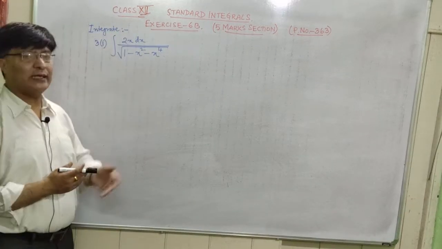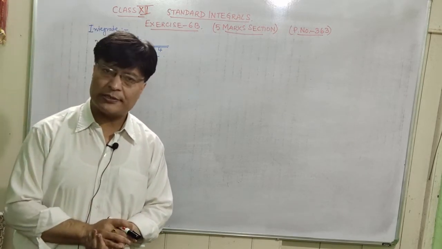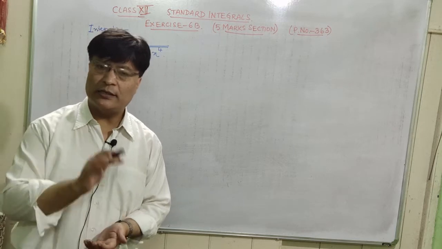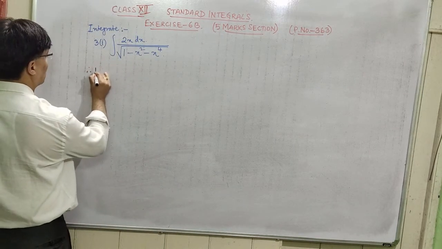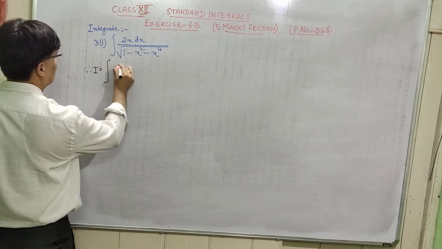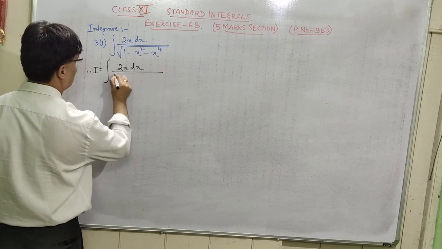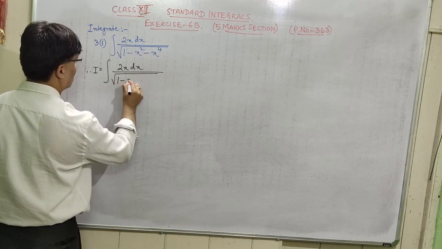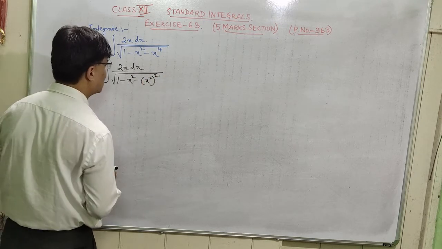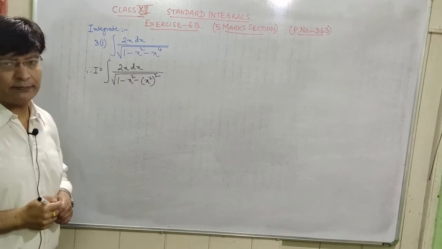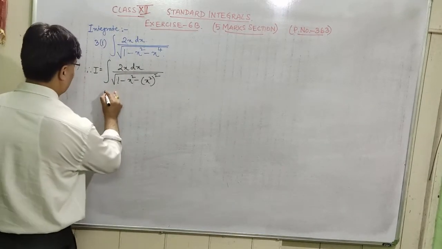So there is 2x in the numerator. So differentiation of which function may be 2x? It is x square, isn't it? Differentiation of x square is 2x. So let us write here first, I is equal to integration of 2x dx divided by root over 1 minus x square minus x to the power 4, which can be written as x square whole square. Okay? So let us assume z is equal to x square.